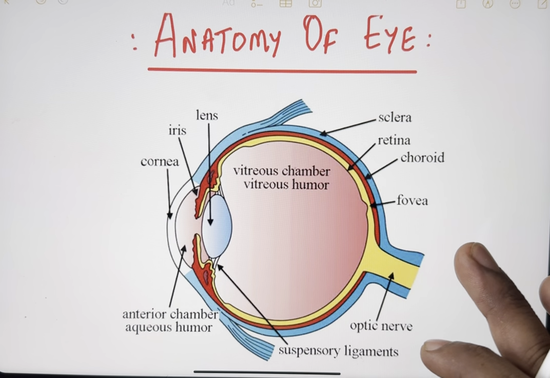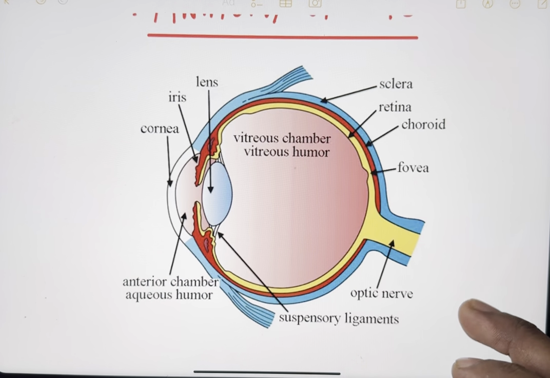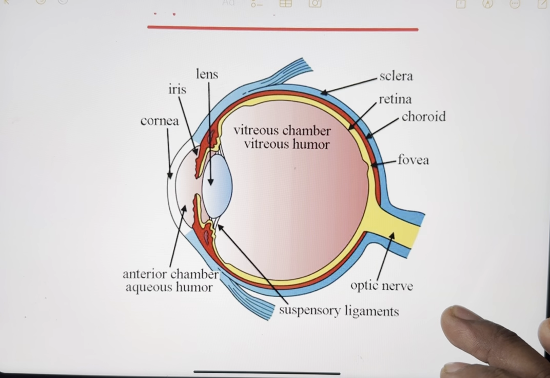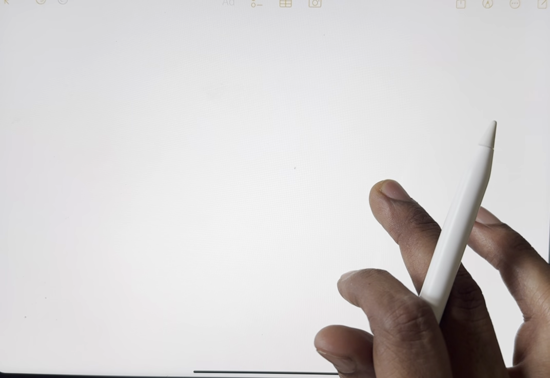So, about the diseases of the eyes. Okay, so stay tuned with us and we will be discussing in detail about that. Okay, so first we will discuss this. I will draw a schematic rough diagram to show the layers of the eyeball, then we will discuss the parts of the eyeball.